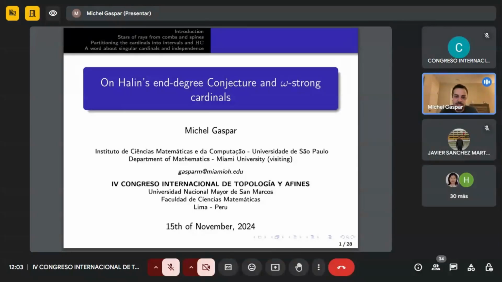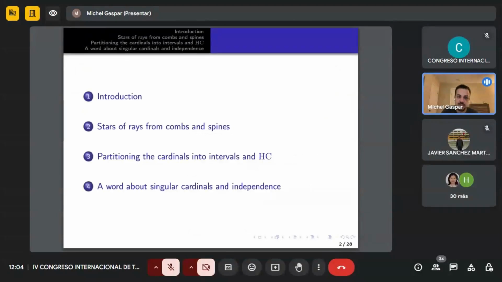So this is recent work of myself and of Gabriel Fernandez from Brazil, who's a professor there. We were addressing some questions from Halin's end degree conjecture that were mostly settled by Geschke, Kurkofka, Melcher, and Pitz from Hamburg, where I also got my PhD. So I have a lot of work that intertwines with their work. So what is it about? I separated this into four parts.